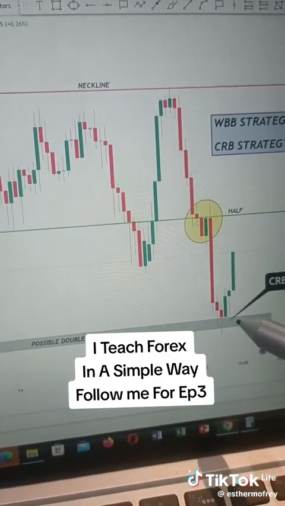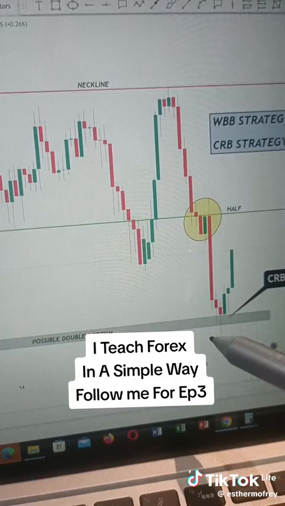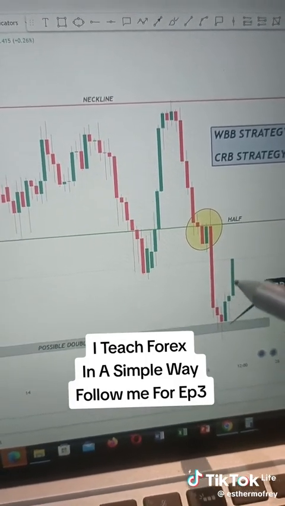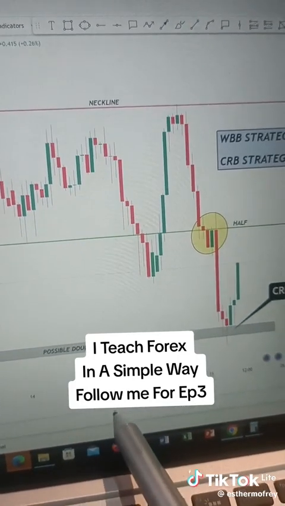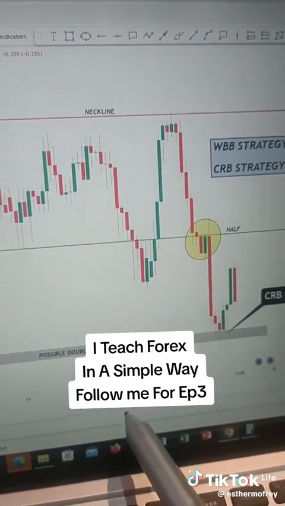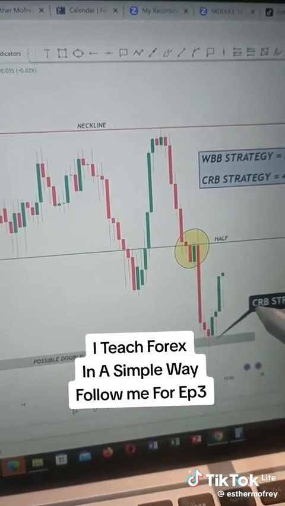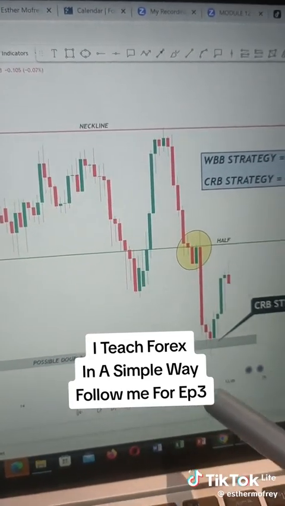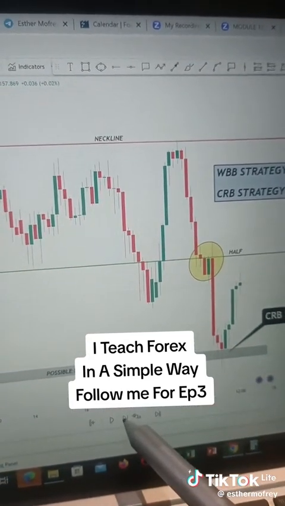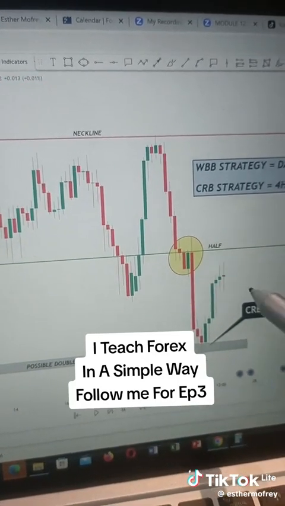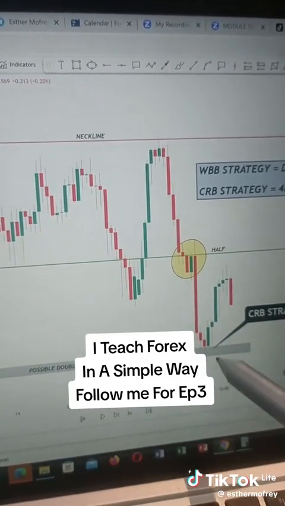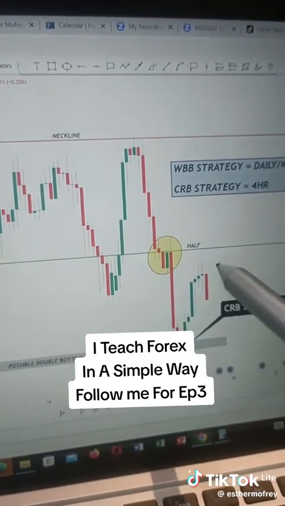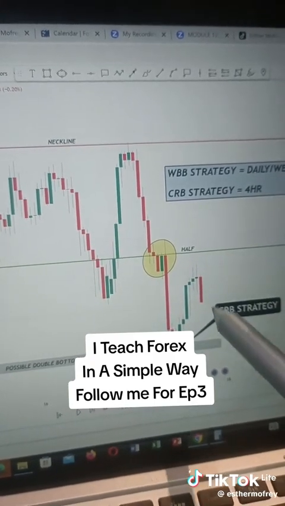But now this is green, green, green. Resistance is created when you have green, green, red, or green, green, green, red. So I'm looking for that red for my resistance to be created. So it's still green, so no resistance created. Green, no resistance, green, no resistance. You can imagine the patience, guys. And finally, we have the red candle. So when you have this red candle, you have a resistance.